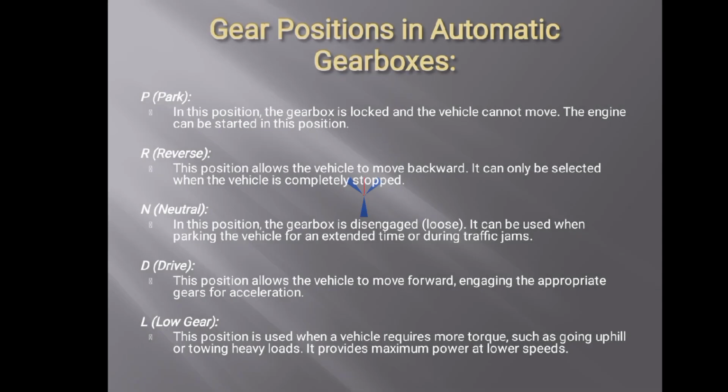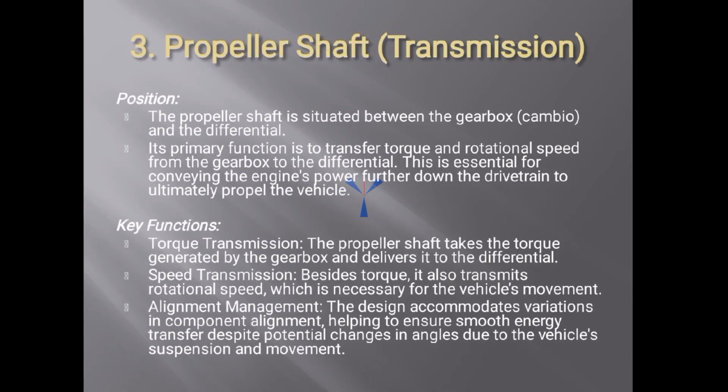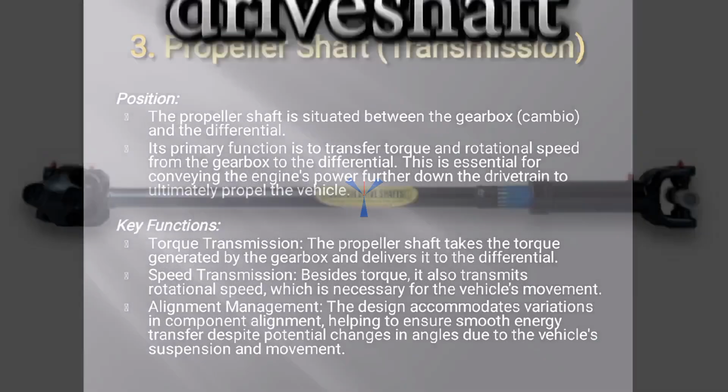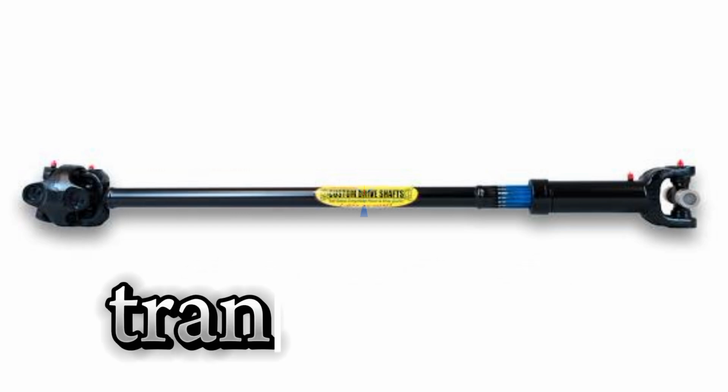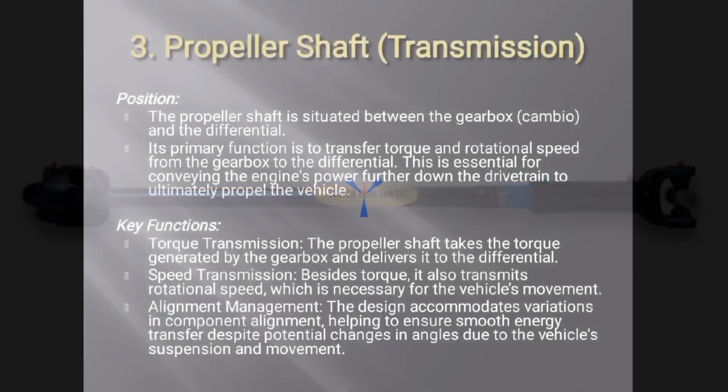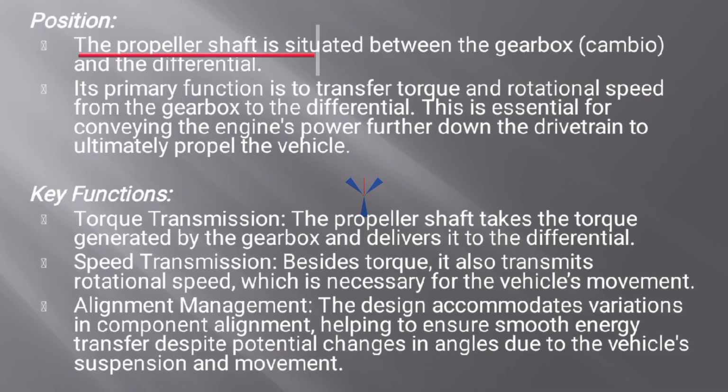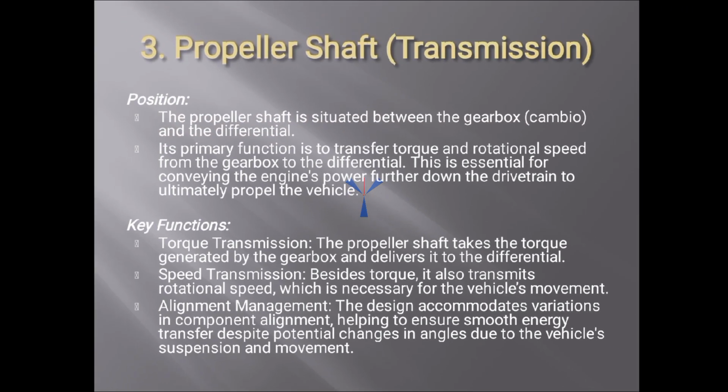Let's keep going. The third component of the power transmission unit is the propeller shaft, or transmission shaft. The propeller shaft is situated between the gearbox and the differential, and its primary function is to transfer torque and rotational speed from the gearbox to the differential.